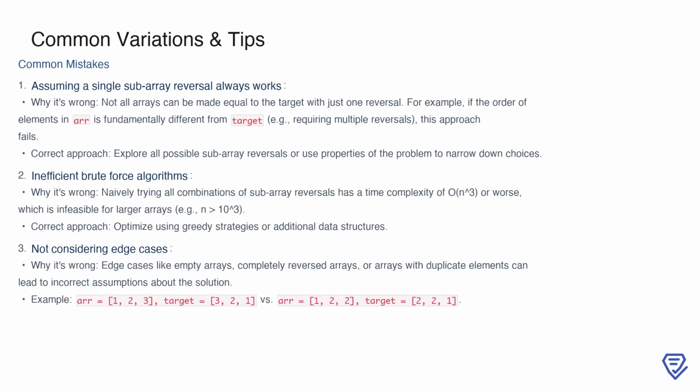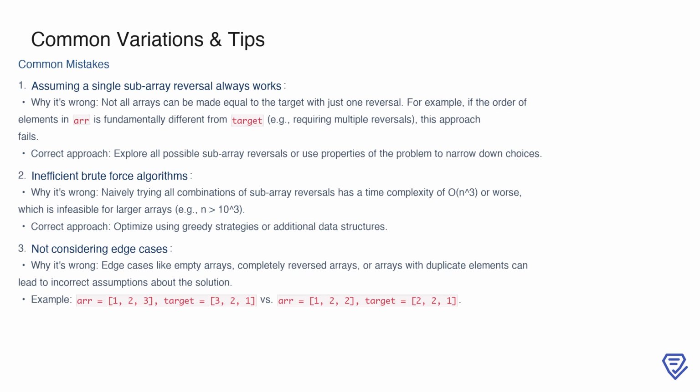One of the most common mistakes in this problem is assuming that a single subarray reversal will always be enough to transform ARR into target. This is a misconception because the order of elements in the arrays might require multiple reversals, especially if the structure of ARR is fundamentally different from target. Instead, you need to consider all possible reversals or rely on specific properties of the problem to simplify your approach. Another issue is using inefficient brute force algorithms.